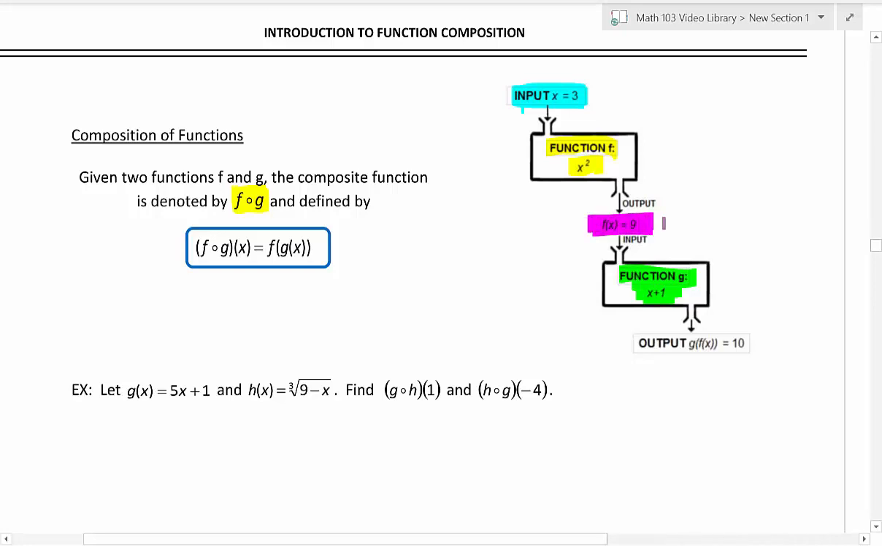That output of 9 is then passed off to the function g. And function g takes an x value and then adds 1 to it. So plugging 9 in, g is going to add 1 to it and output 10. Therefore, g of f of x is equal to 10. An input value went into one function, something got outputted, that output went into the next function, and something else came out.